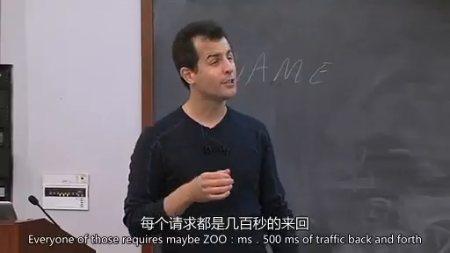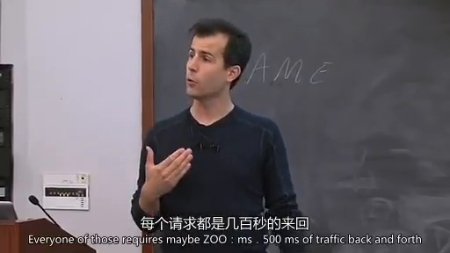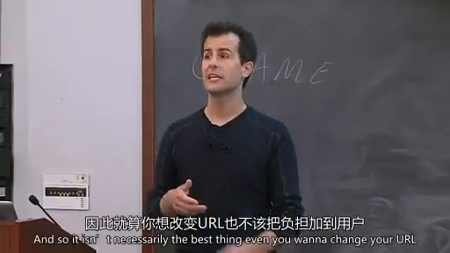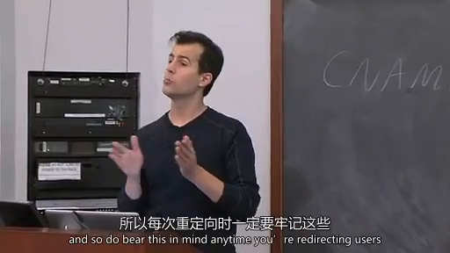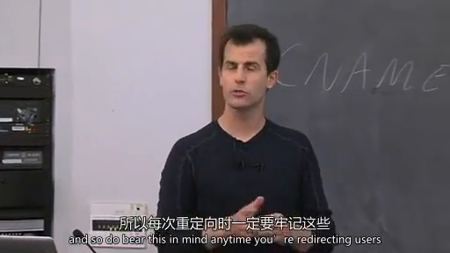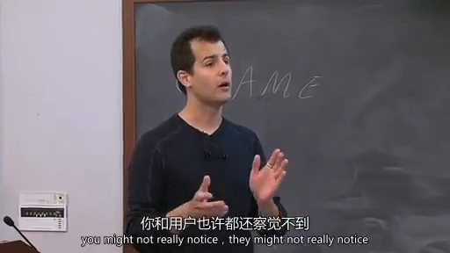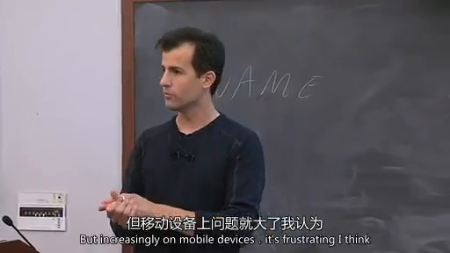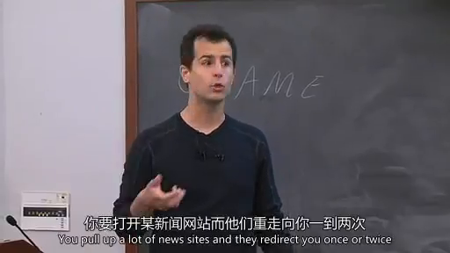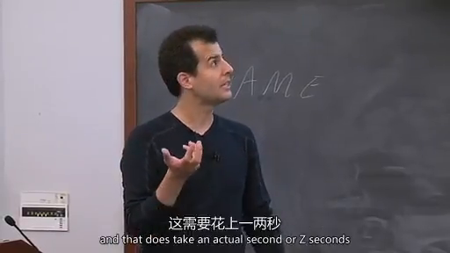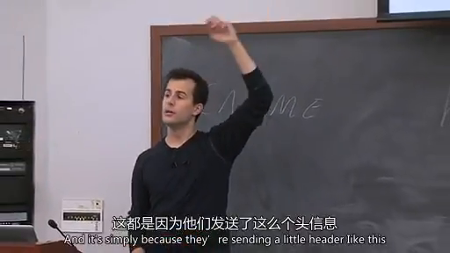Every one of those requires maybe 200 milliseconds, 500 milliseconds of traffic back and forth. And so it isn't necessarily the best thing, even if you want to change your URL, to put this burden onto the user. And so do bear this in mind. Anytime you're redirecting users on fast internet connections on the desktop, you might not really notice. They might not really notice, but increasingly on mobile devices, it's frustrating, I think. You pull up a lot of news sites and they redirect you once or twice, and that does take an actual second or 2 seconds, and it's simply because they're sending a little header like this.